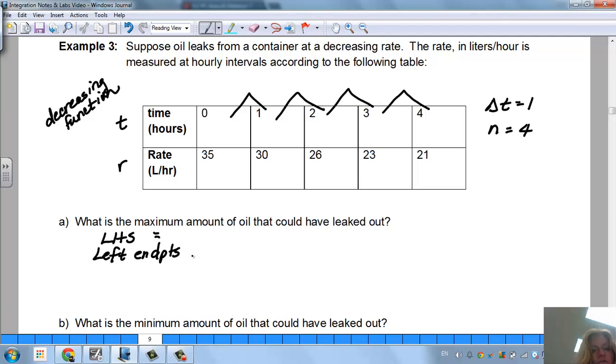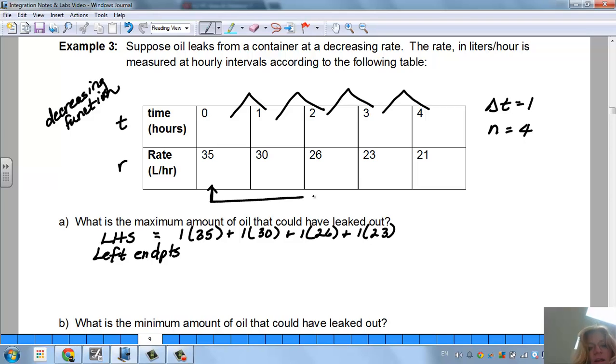Okay? So when I do that, it's going to be 1 times 35 plus 1 times 30 plus 1 times 26 plus 1 times 23. Notice I start here and I'm going to here. And when I add that all up, I'm multiplying all by 1, but that's how wide it is, and I just want you to see, that's 114 liters.